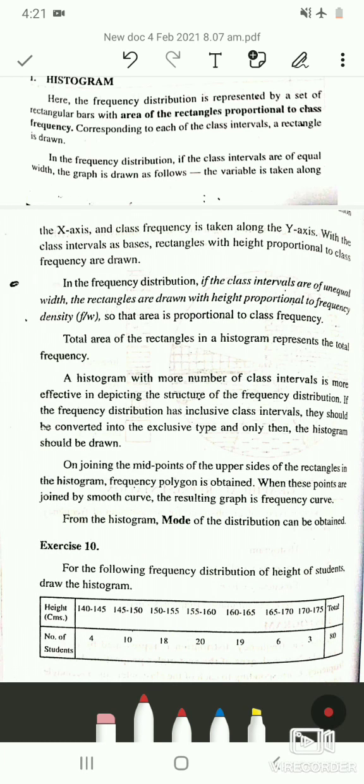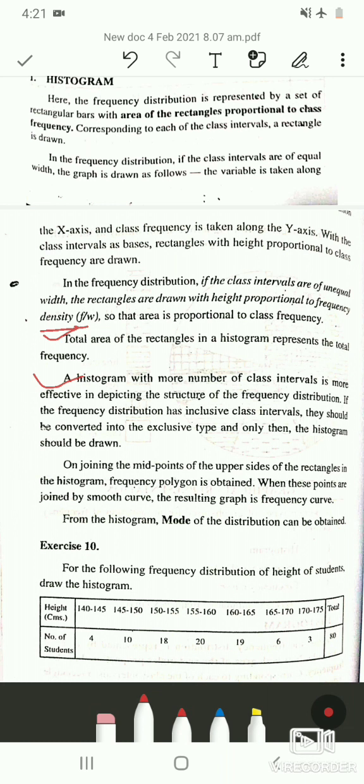So in a frequency distribution, if the class intervals are of unequal width, the rectangles are drawn with height proportional to the frequency density. So instead of class frequencies, we will be finding frequency density, so that the area is proportional to class frequency, and the total area of the rectangles in a histogram represents the total frequency. A histogram with more number of class intervals is more efficient in depicting the structure of the frequency distribution.